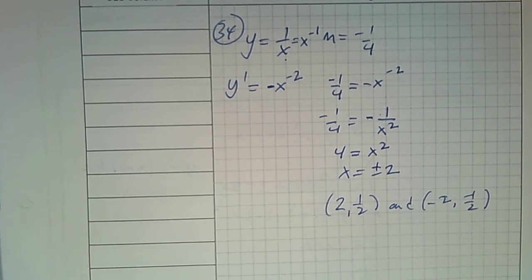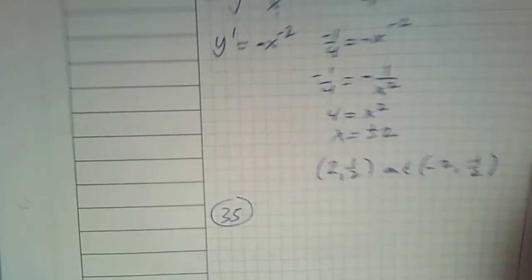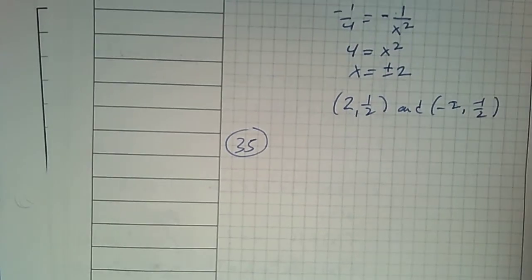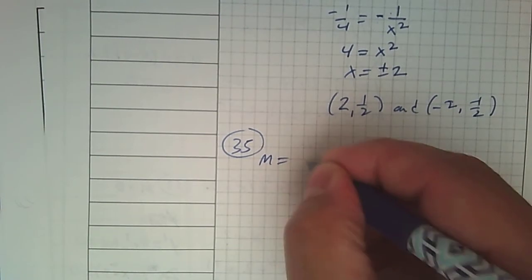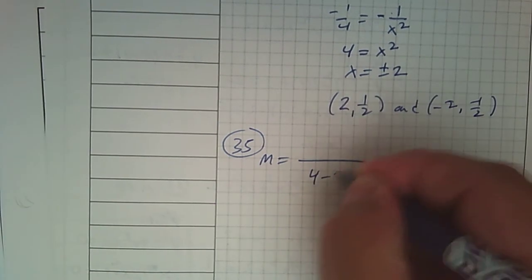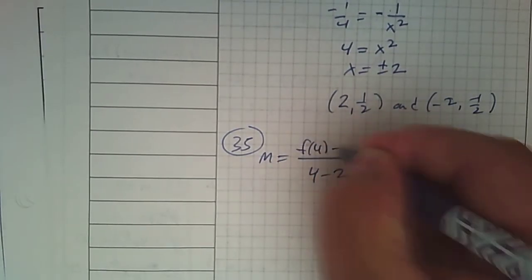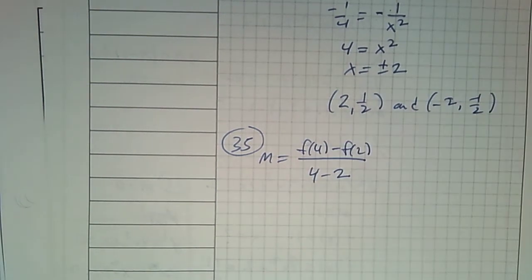All right, 35. In 35, it says find the AROC of this function. AROC means slope with 2 points. So it's y2 minus y1 over x2 minus x1. So in this case, it's from 4 to 2. Now that is my denominator, 4 and 2. To find the numerator, I plug in 4 and I plug in 2. So that's what I'm looking for.